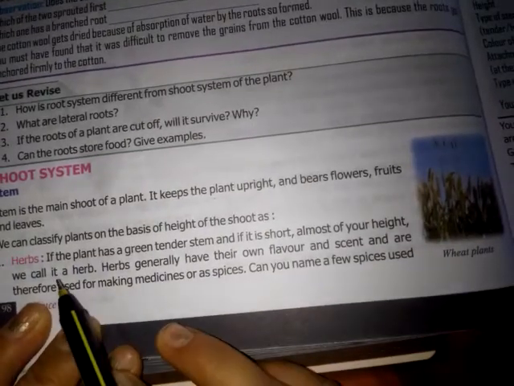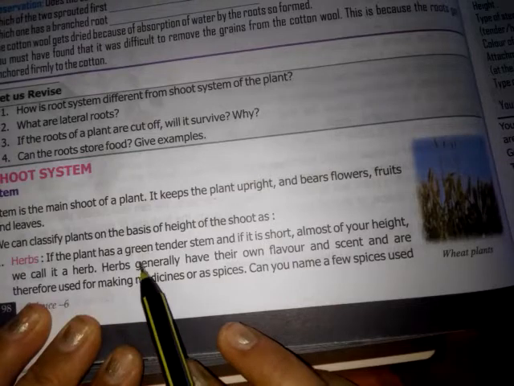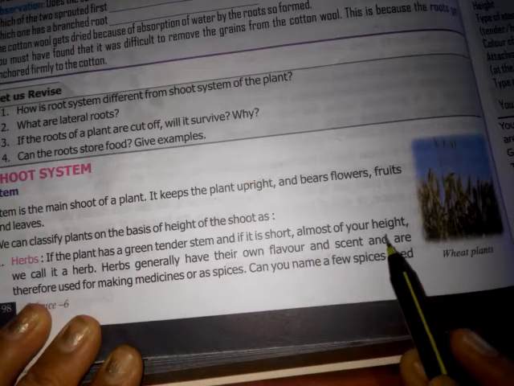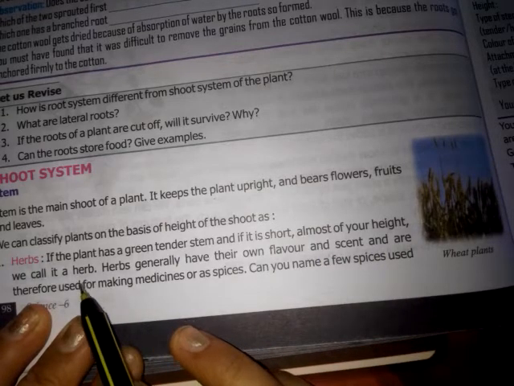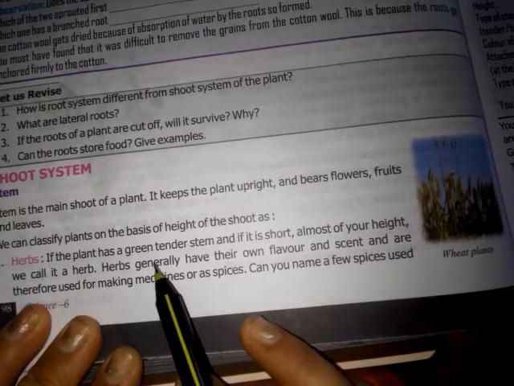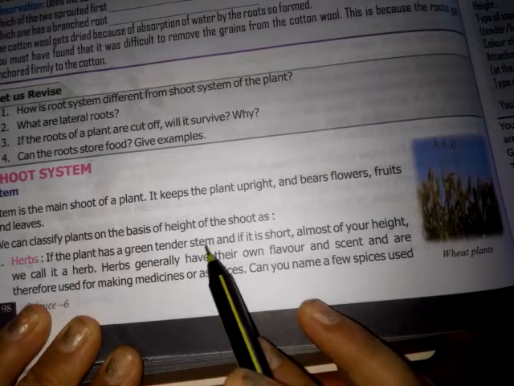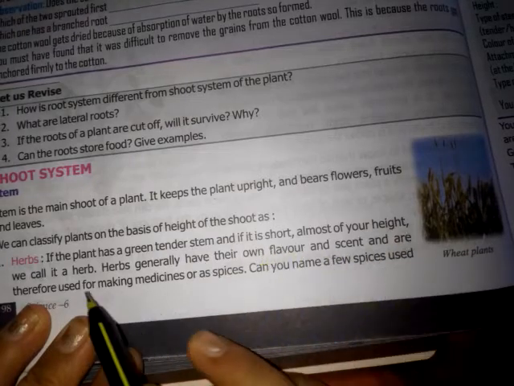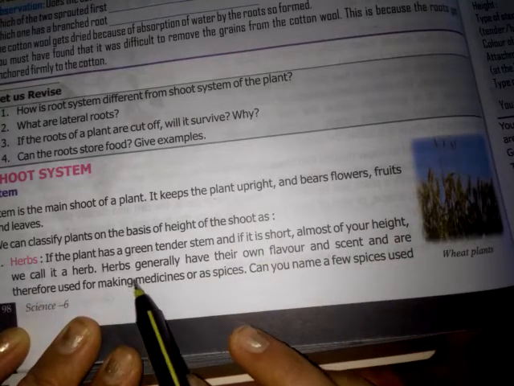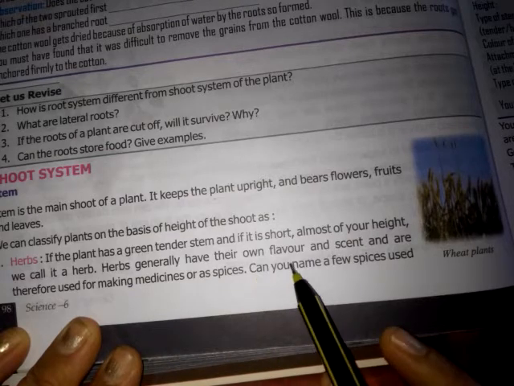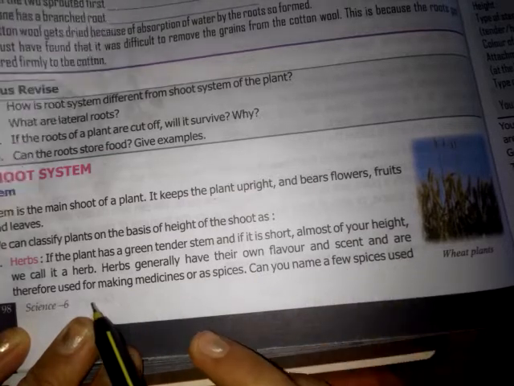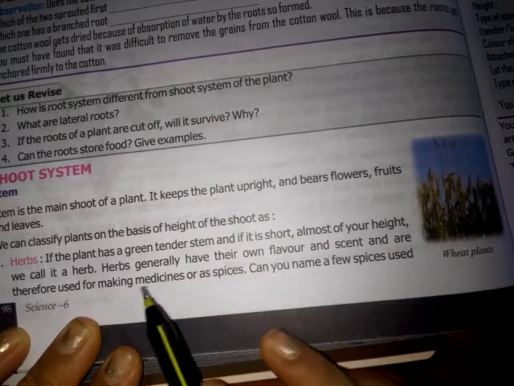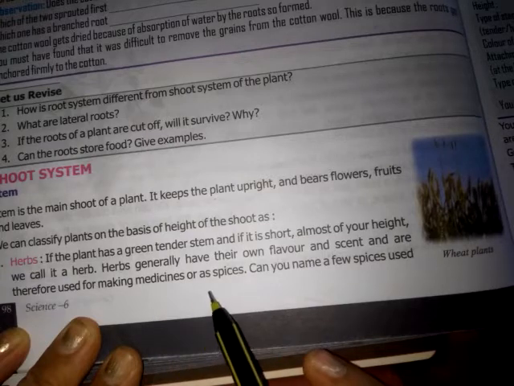First is herb. Herb means, children, if the plant has a green tender stem and if it is short, almost of your height, we call it a herb, okay. जिन plants में stem green होता है और short होता है, उसको हम क्या कहते हैं, herb. Generally herbs have their own flavor and scent and are therefore used for making medicines or as spices.